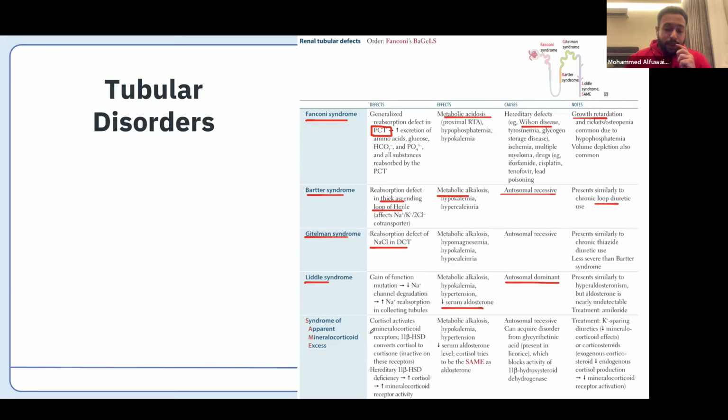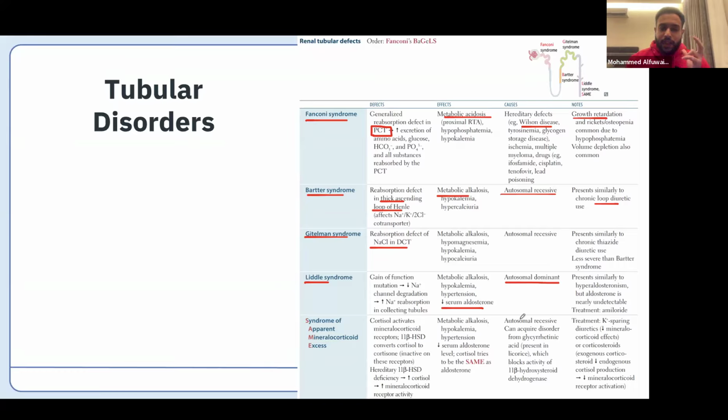Now, syndrome of apparent mineralocorticoid excess. In this case, in the kidneys, you'll have excess mineralocorticoid function. So think of it as hyperaldosteronism. So aldosterone is being hyperactive. So hyperaldosteronism causes hypokalemia and metabolic alkalosis with hypertension. Why? Because it will increase sodium reabsorption, causes increased potassium excretion, and then with potassium excretion, hydrogen will also follow, so they'll have metabolic alkalosis. Okay? Think of it as that.